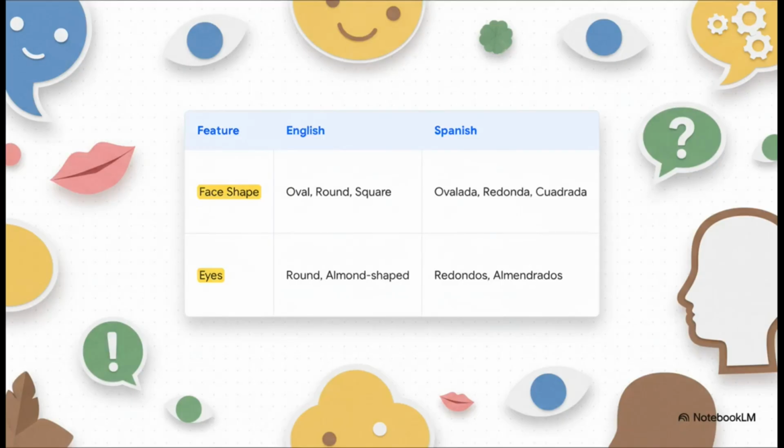You can begin with the overall shape of the face. Is it maybe oval, or round, or square? Then you can zoom in on the eyes. Are they round, or perhaps almond-shaped? You'd be surprised what a difference these little details can make.